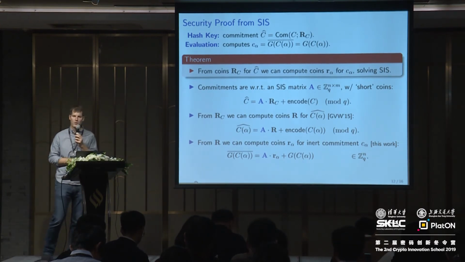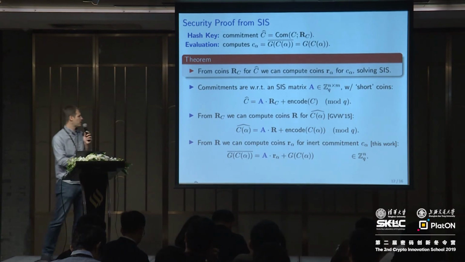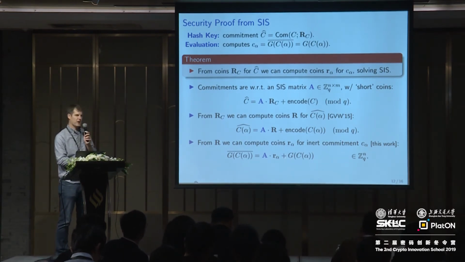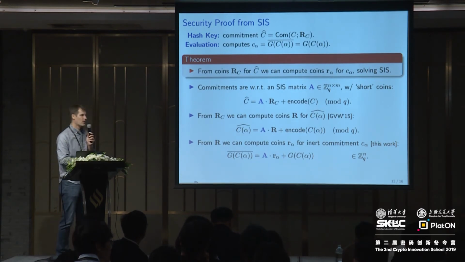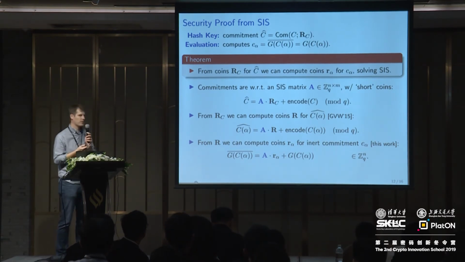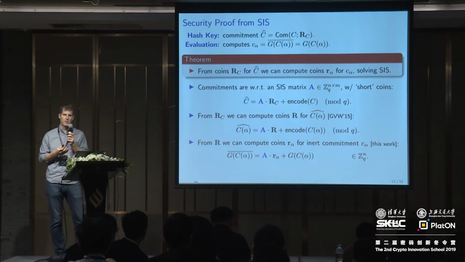Now let's remember what we knew about the inert commitment. The inert commitment has the following form. It's A times some vector of short coins, plus G of C of alpha. Okay, that's the form that an inert commitment has. But remember, what did the inert commitment itself equal? We know at height it's G of C alpha, but what is the commitment itself equal to?